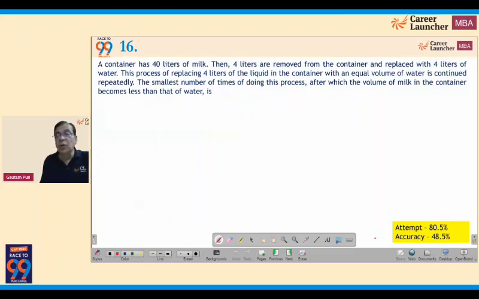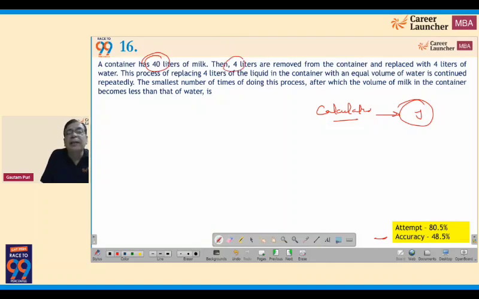I have never understood why a student did not use a calculator out here. Most of you are not very comfortable with the calculator. Please use a calculator. Secondly, don't worry about 40 liters and 4 liters. What does that mean? Initially, it is 100% milk. 10% is being replaced. 4 liters is 10% of this, no?